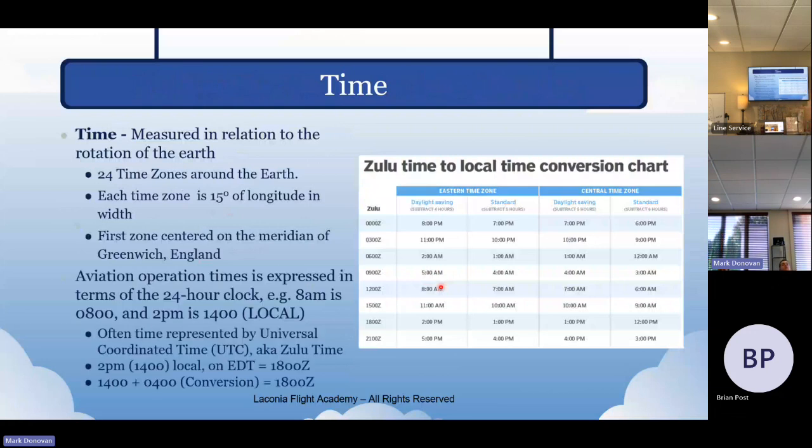So your aviation operating time is expressed in terms of the 24-hour clock. For example, 8 o'clock a.m. and 2 p.m. is 1400 local. Why do I have 8 a.m. is 8? I don't know what I did there. I think I can show you a couple examples. Often represented by universal time, UTC or GMT time. 2 p.m. is 1400 local. On Eastern Daylight Saving Time, that would be the equivalent of 1800 Zulu. So 1400 plus the 400 that I talked about gives you 1800 Zulu.